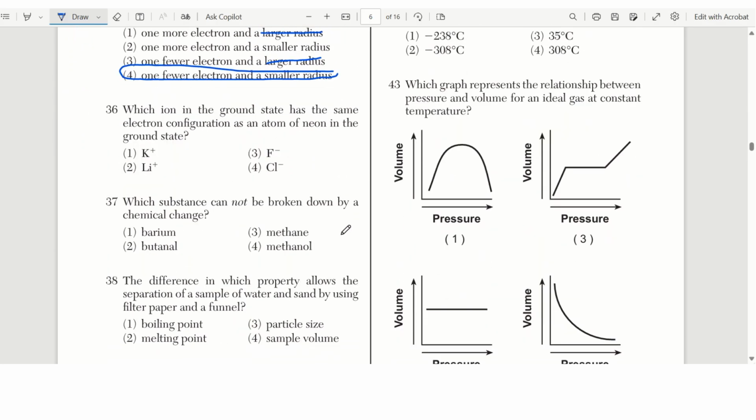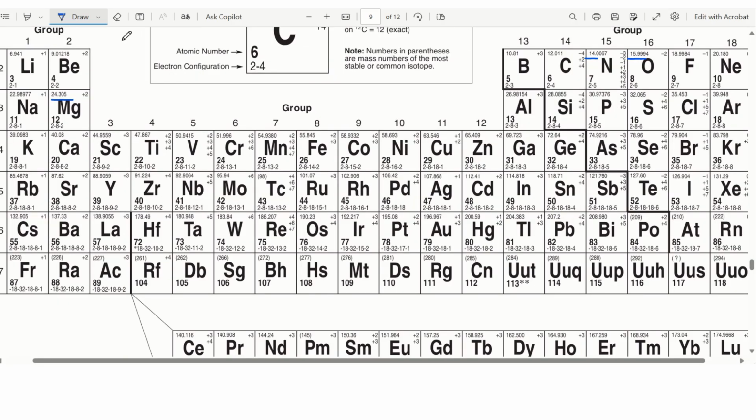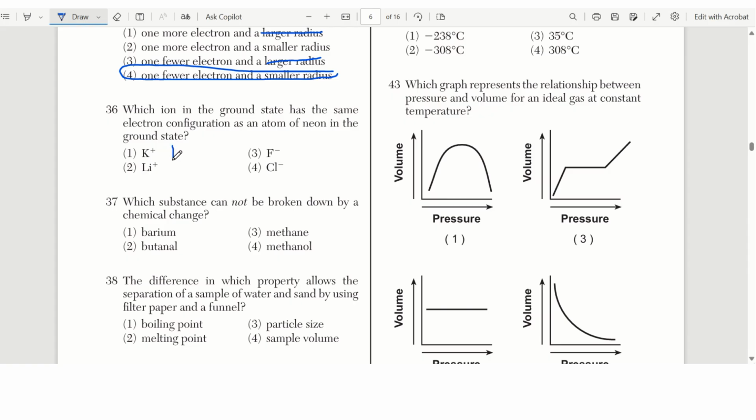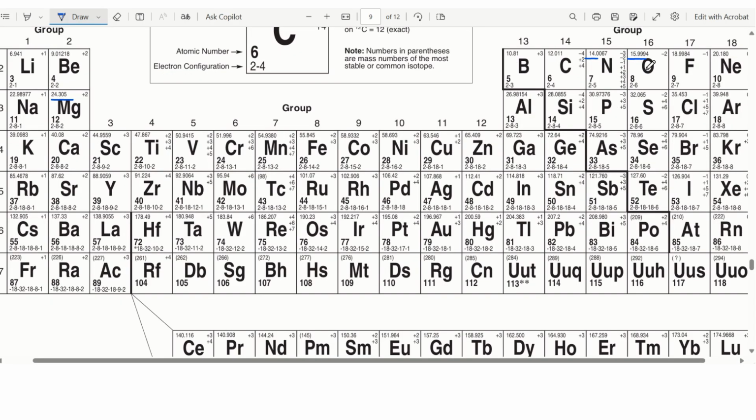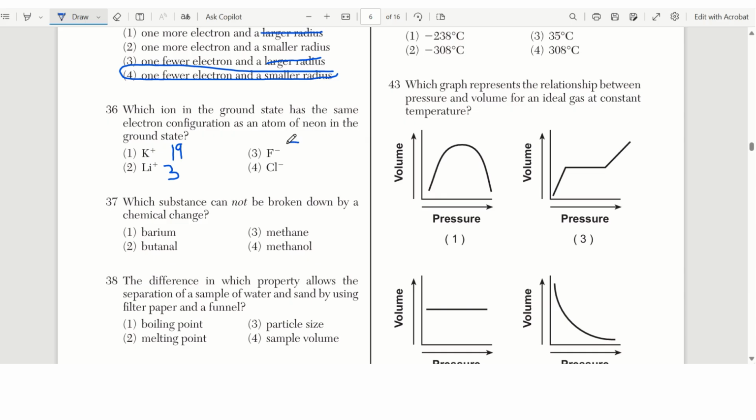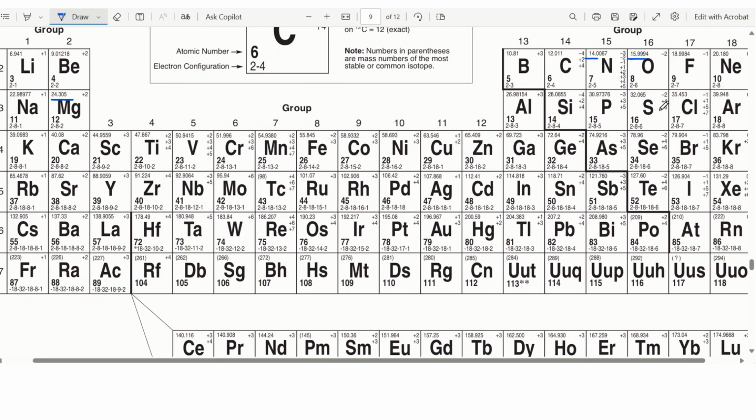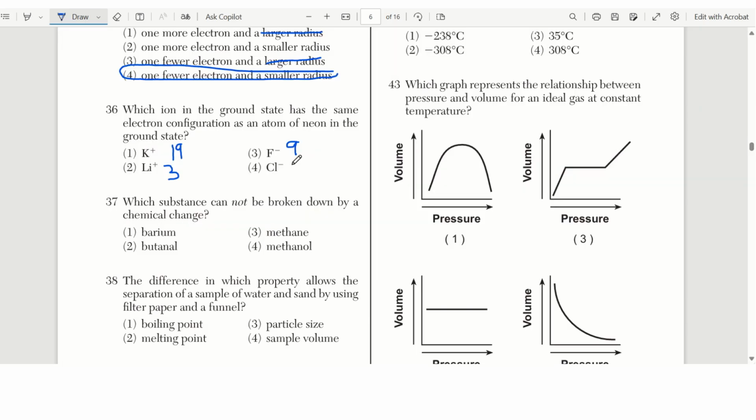Which ion in the ground state has the same electron configuration as an atom of neon in the ground state? What I'm going to do is look up the atomic numbers for each of these. So potassium for the atom has 19. Lithium for the atom has 3. These are the atomic numbers, so that's the number of protons and the number of electrons in the atom. Fluorine has 9. And chlorine has 17. Well, this is talking about the atom, right?